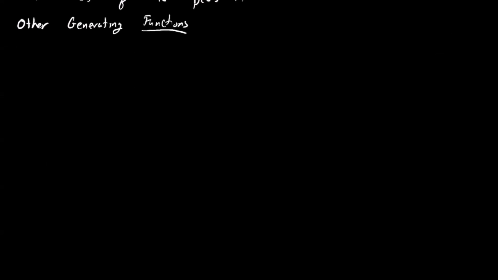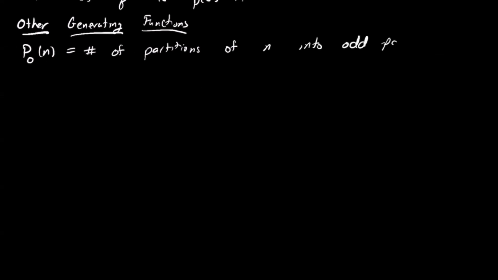And maybe we're interested in partitions of n into odd parts. So we'll call this PO of n. This will be the number of partitions of n into odd parts, right? So if I want to look at an example, PO of 5 is going to be 3, because how many ways can I partition 5 into only odd parts?